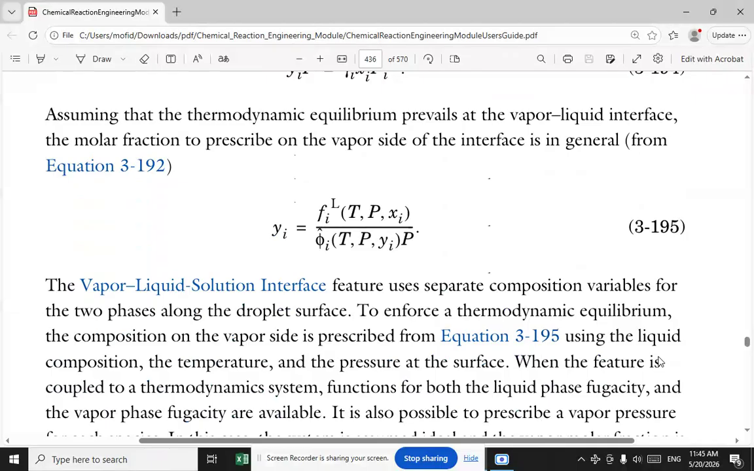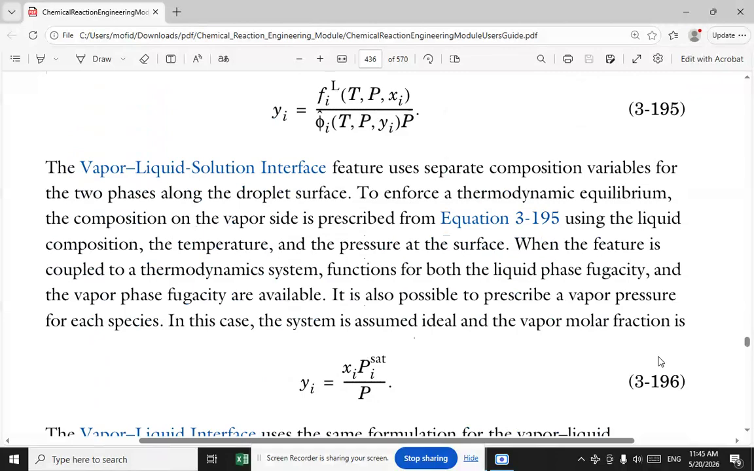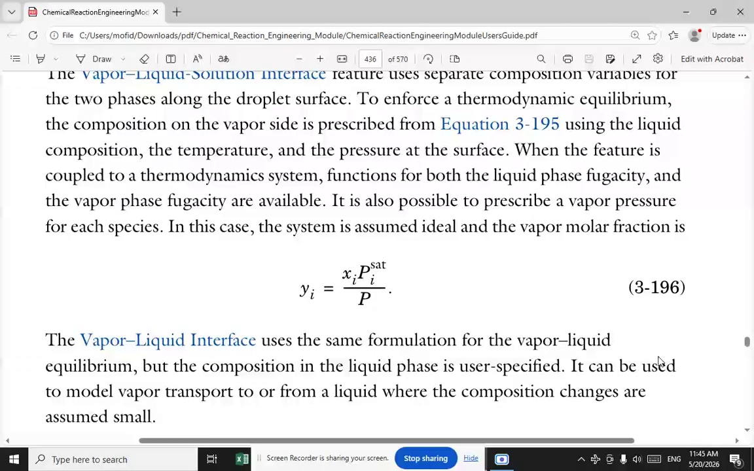The molar fraction to be prescribed on the vapor side of the interface is in general obtained from equation 3-192. The vapor-liquid equilibrium interface feature uses separate composition variables for the two phases along the droplet surface to enforce a thermodynamic equilibrium. The composition on the vapor side is prescribed from equation 3-195 using the liquid composition, the temperature and the pressure at the surface. When the feature is coupled to a thermodynamic system, functions for both the liquid phase fugacity and the vapor phase fugacity are available. It is possible to prescribe a vapor pressure for each species.